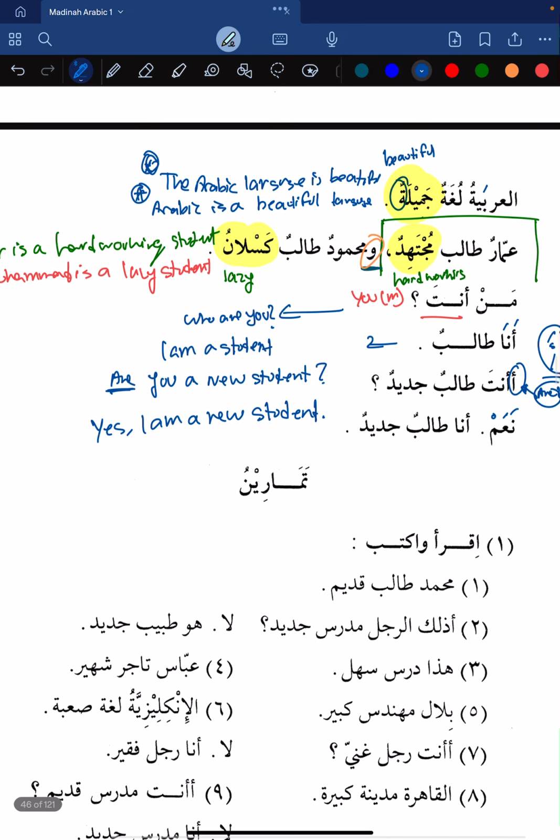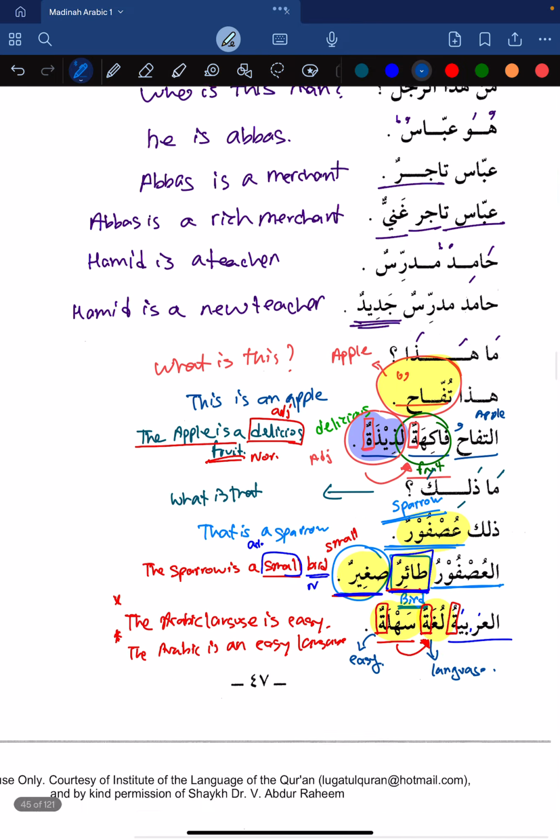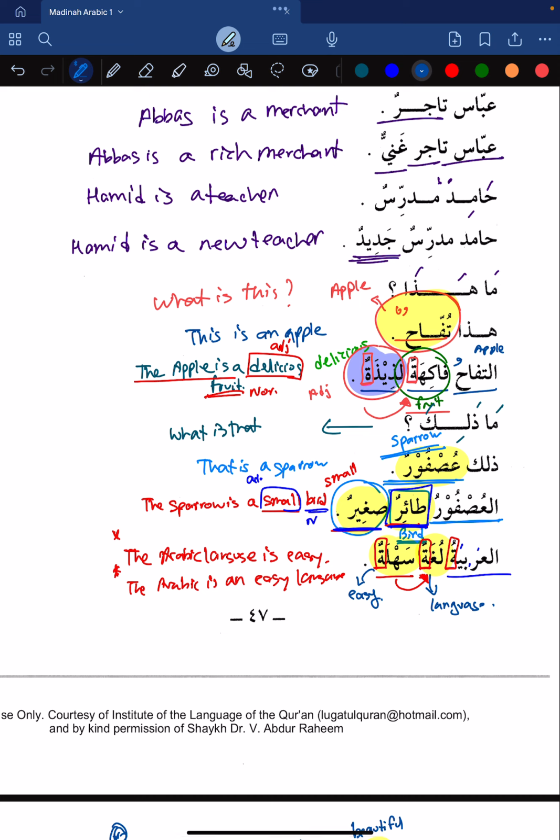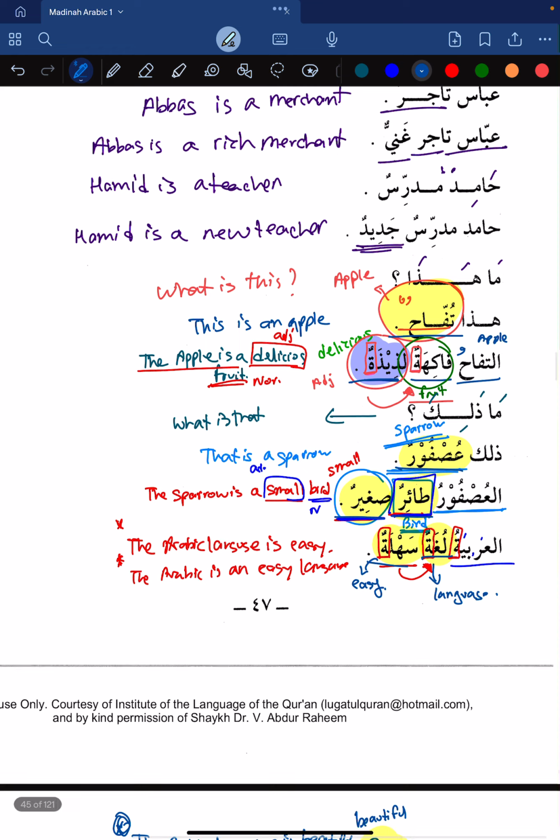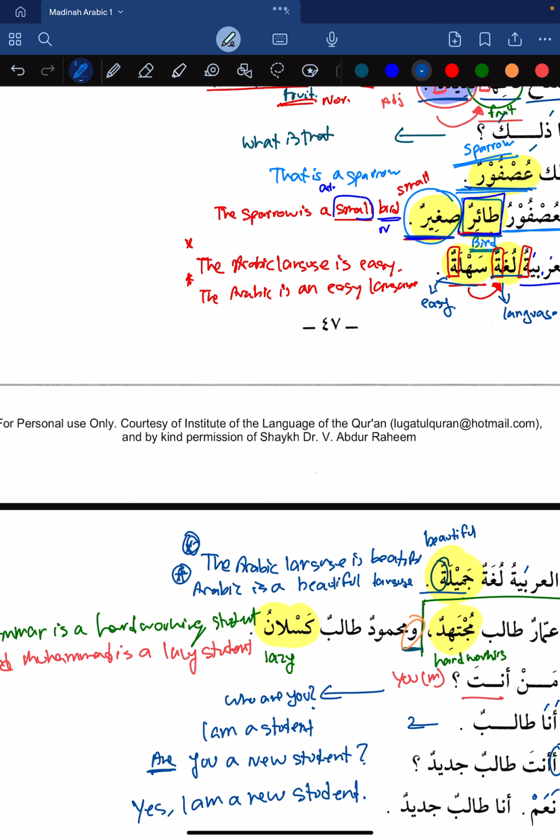Alright, we have a lot of new words here. جميل, beautiful. New words: طفاح, لذيذ, عصفور, طائر. صغير is a new one. Come on, guys. لغة سهلة جميل مجتهد and كسلان. You guys have got to learn this word. It's so good.